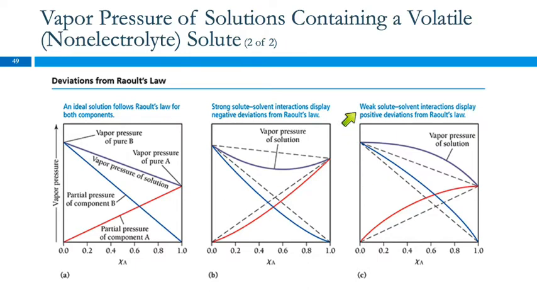If we've got a weak solute-solvent interaction, they're forming a solution, but they're not crazy about it. It's like, oh, I'm in the solution with you, but I don't really like you. I'd really like to leave. Then we find that the vapor pressures are higher than predicted because they don't like each other.